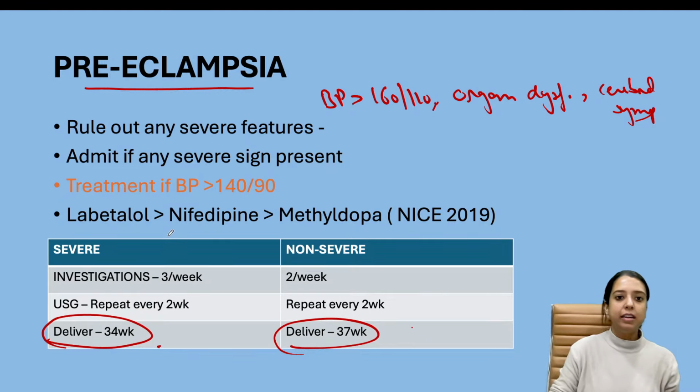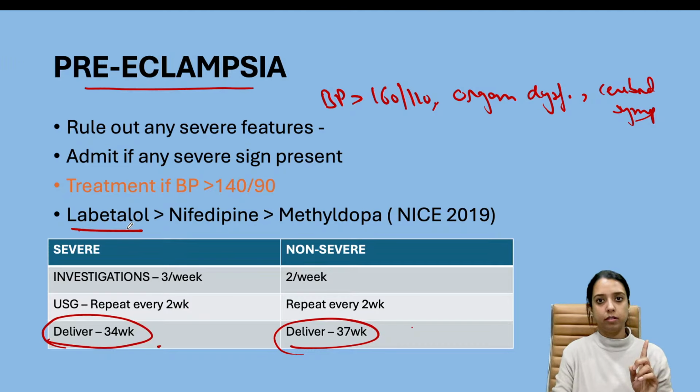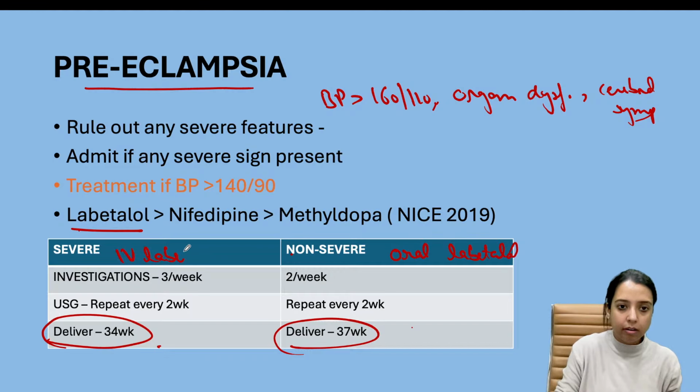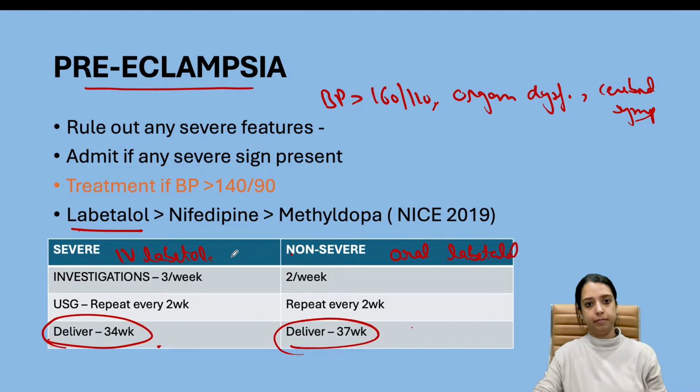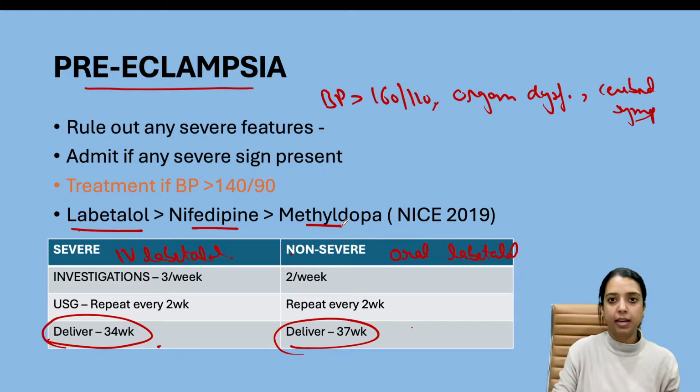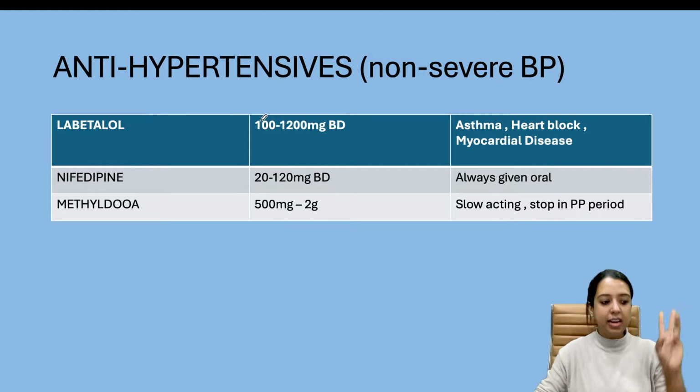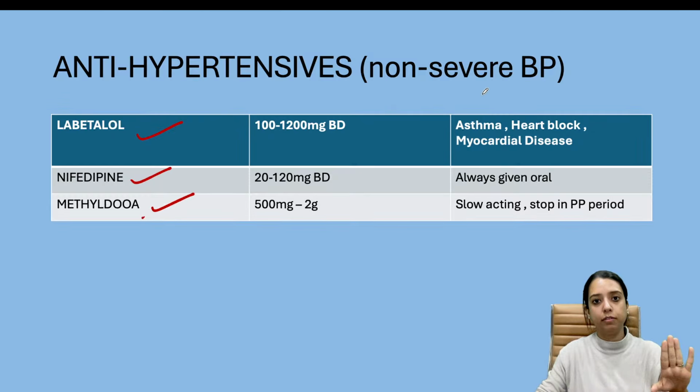How do you manage? The treatment of BP is done by antihypertensives. Labetalol is the first choice. In a non-severe hypertension, the drug of choice is oral labetalol. In a severe hypertension, the drug of choice is IV labetalol. But the drug of choice is labetalol in both of them. Second choice is nifedipine. Third choice is methyl-dopa. In non-severe, ये देखो, 3 drugs are used. Oral labetalol, nifedipine, methyl-dopa. Methyl-dopa is slow acting, so you can use it in non-severe.